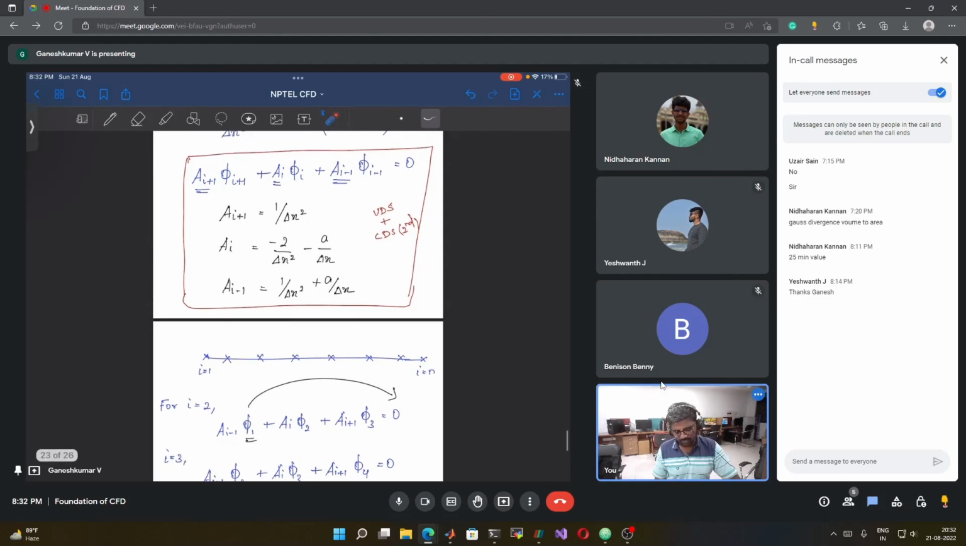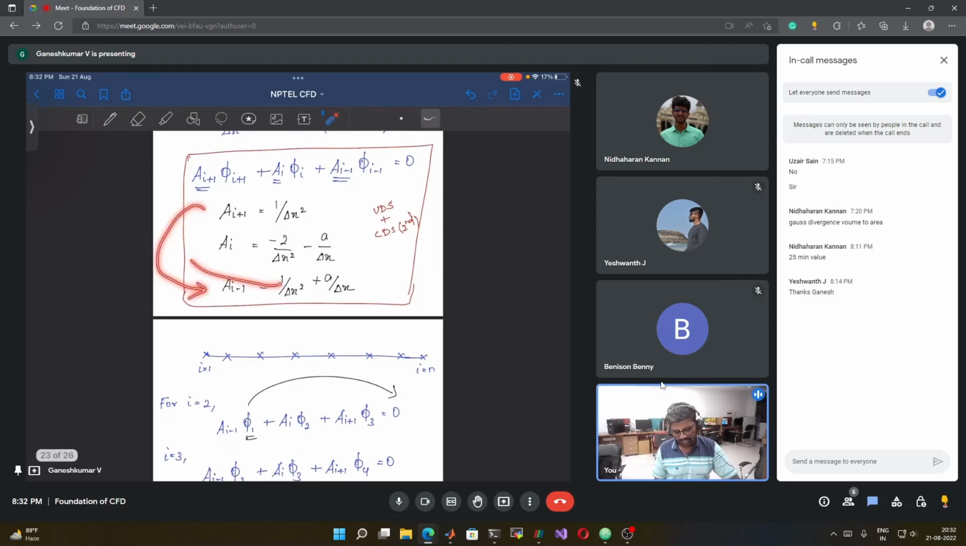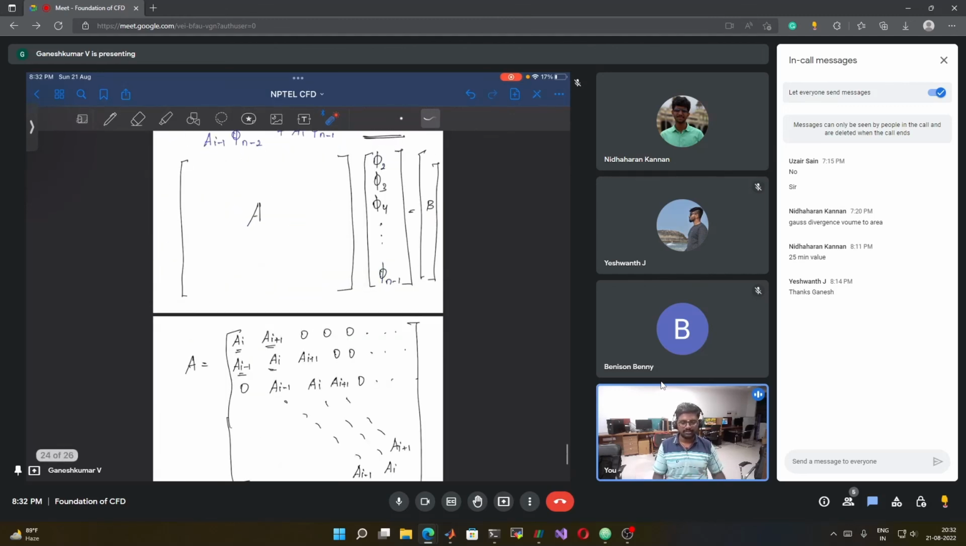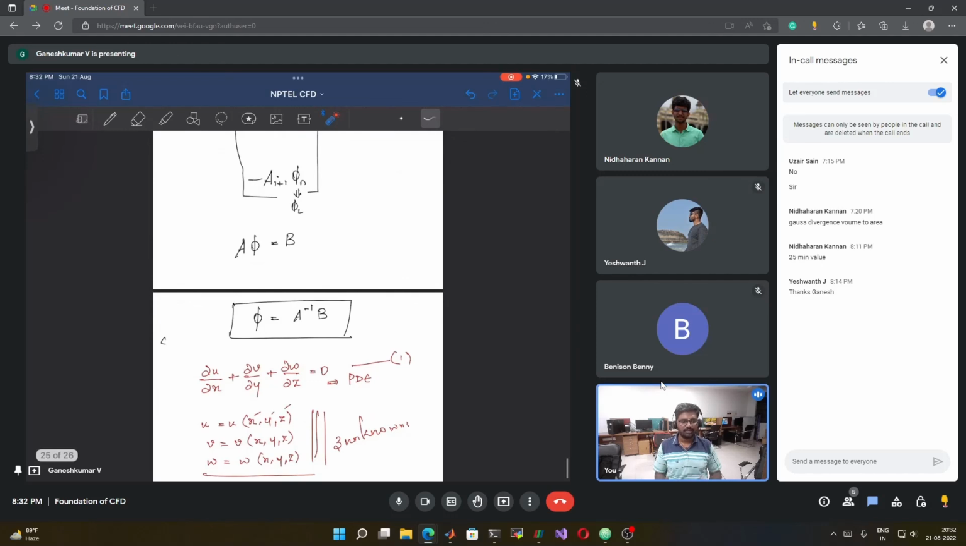If you look at these two, UDS and CDS, and add them, what happens? 2 by delta x square plus A times delta x. So the addition and the AI are going to be the same, or AI should be greater. Then you ensure it is diagonally dominant, so your matrix doesn't become singular. If it doesn't become singular, you get a proper solution, a physical solution at least. If not, it's going to be a problem.